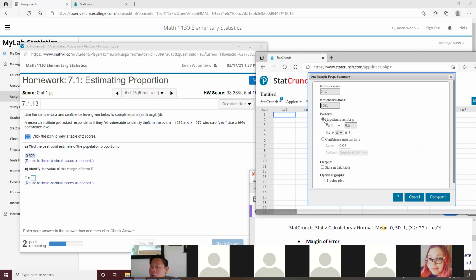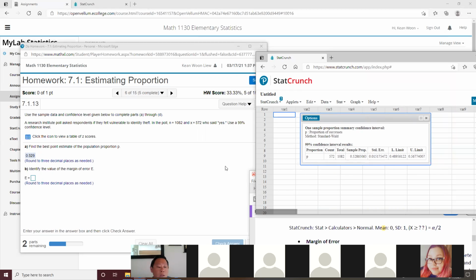Okay. We are not doing this testing. We're doing a confidence interval. What percent confidence level are we looking for? 99. So don't use 0.01. If you use 0.01, you get everything wrong. Make sure you use 0.99 and you hit compute. Now they give you the upper and the lower limit. So can you figure out the margin of error in this case? What do you do with these two? Subtract them and divide by 2.